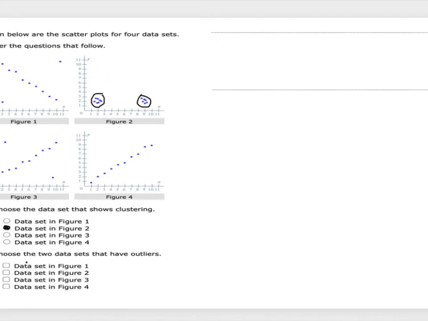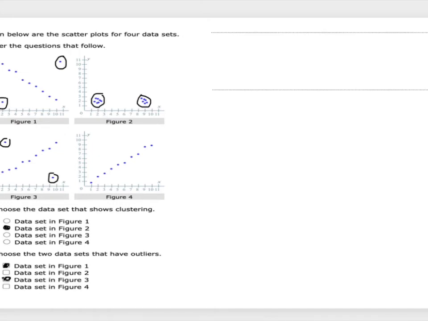Now it says choose the data sets that have outliers. Okay, it says sets, so we can choose 2 of them, and that's good because that looks like an outlier. Remember, a point that doesn't look like it belongs in with the rest of the scheme here. So we would say 1 and 3. So figure 1 and 3 have outliers.